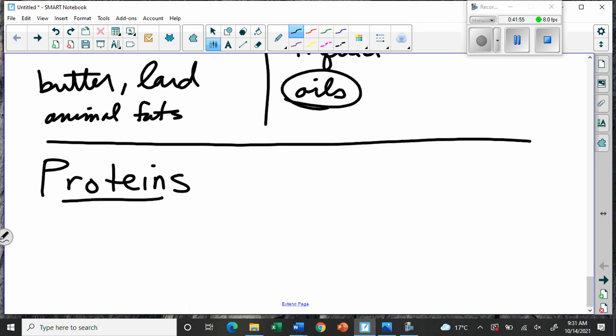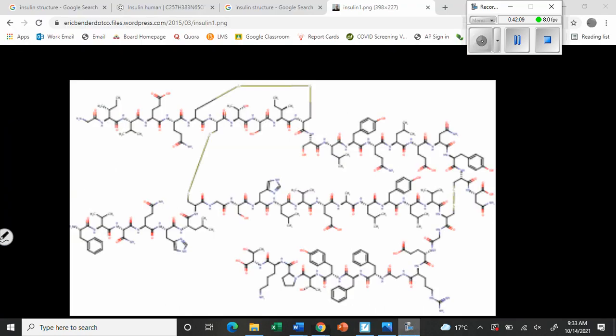Now, in order to do all those jobs, they have to be extremely complicated. So complicated that it's easier for me just to show you a picture of one than try to draw one. Okay, so here's an internet picture of a kind of insulin. Insulin is a protein molecule that we use in our bodies, and you know that insulin helps to make sure you have the right amount of sugar in your blood, right? And if you don't have insulin, you can have diabetes, and you have to inject it into your body. It's a very important protein.